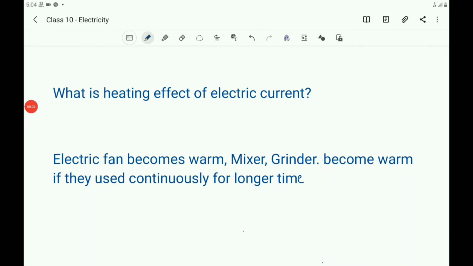Children, let us continue the chapter electricity. Now about the heating effect of electric current. What is heating effect of electric current? You go through some examples.